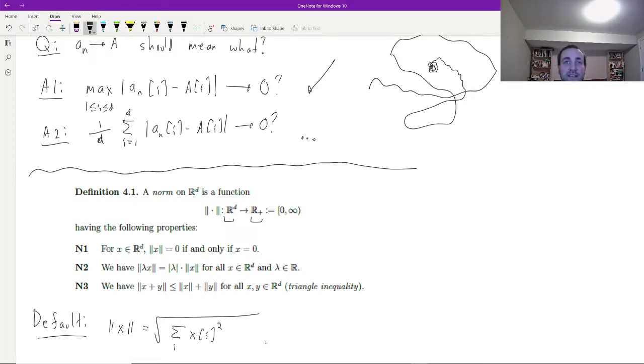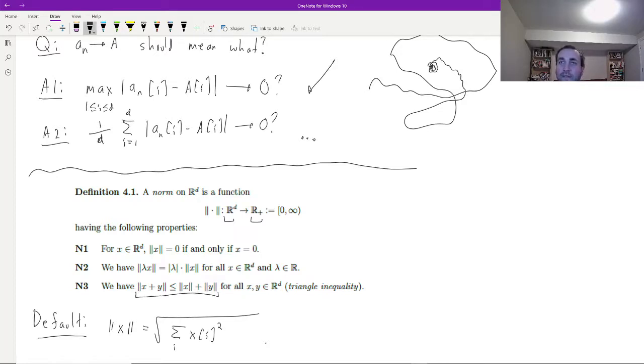So the first property is that if x is in R^d and the norm of x is 0, then x itself is actually equal to 0, right? So that makes sense. I don't want to say that an object has size 0 unless it literally is 0. The next property is linearity. The size of a number lambda times x is just the absolute value of lambda times the size of x. And then finally, we have the triangle inequality, which we use all the time in doing computations. And so it's nice to keep it here so we can use it.